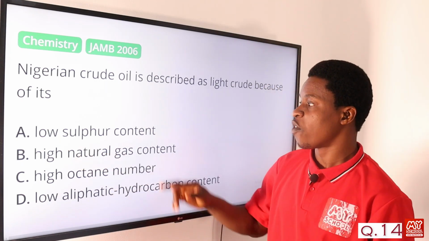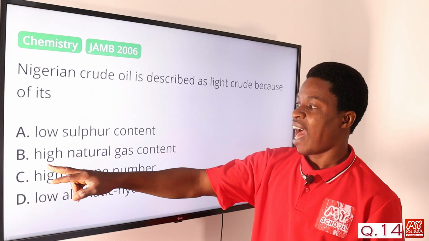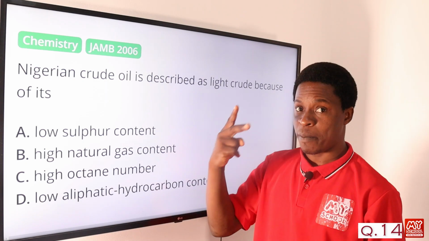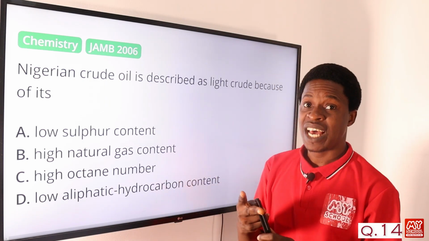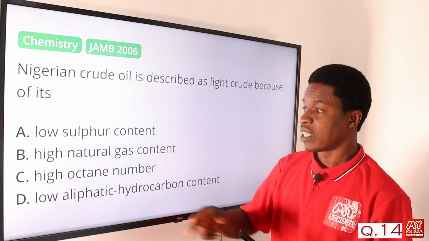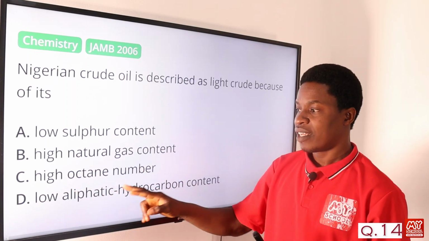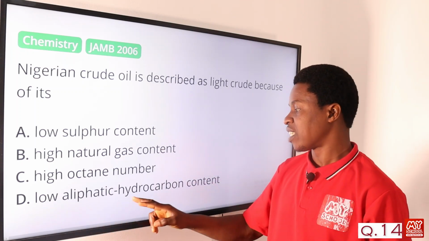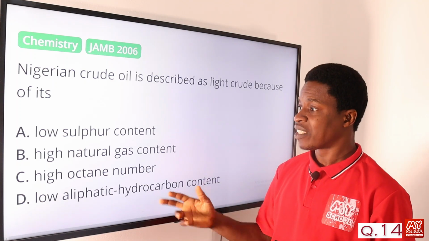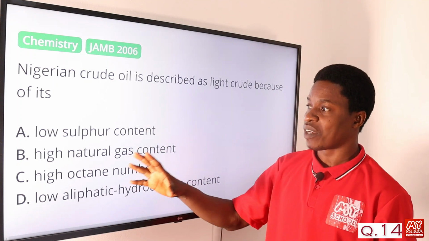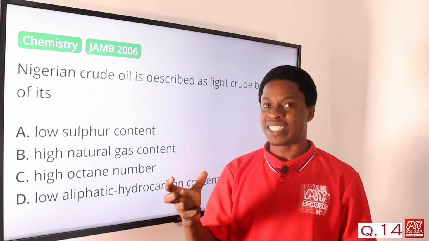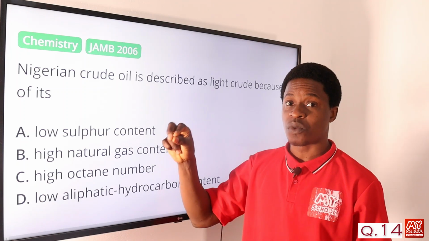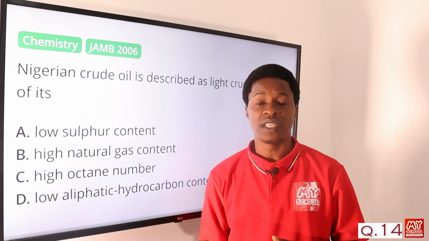So option A says low sulfur content. Yes. Let's look at option B, high natural gas content. Well, no. High natural gas content does not make it light. Remember I mentioned two things: the low density, and then the low sulfur content. Then option C says high octane number. That will be talking about the anti-knocking property. Then we talk about low aliphatic hydrocarbon content. No. Among these options, if we had a low density, we would have gone for that, but we don't have it, but we have a low sulfur content here, which is one of the factors. So the correct answer is option A.